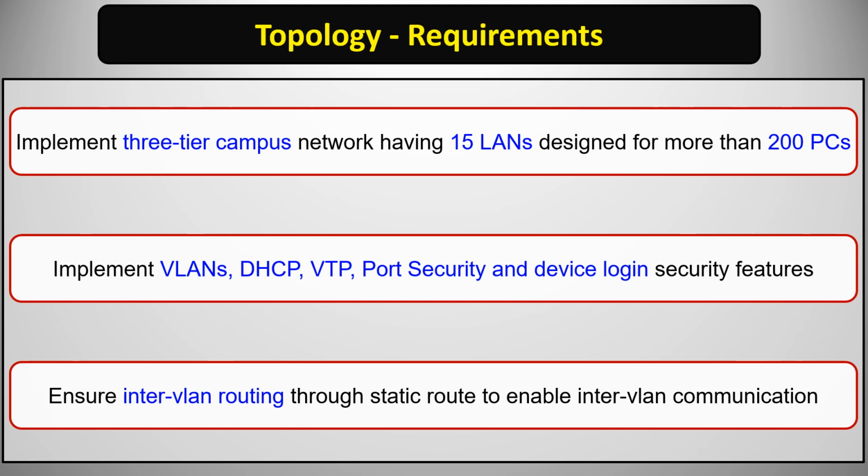Coming towards DHCP, which is dynamic host configuration protocol, it automatically assigns IP addresses to devices. For example, when you connect to Wi-Fi and your phone or your laptop gets an automatic IP, this allocation of IP is controlled by the DHCP protocol. Then there is VLAN trunking protocol, which synchronizes VLAN configuration across the switches. IP routing enables the communication between the VLANs.